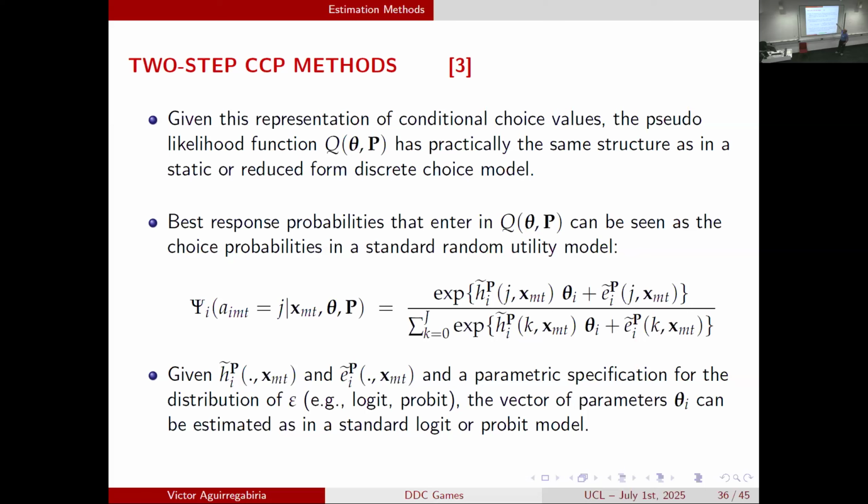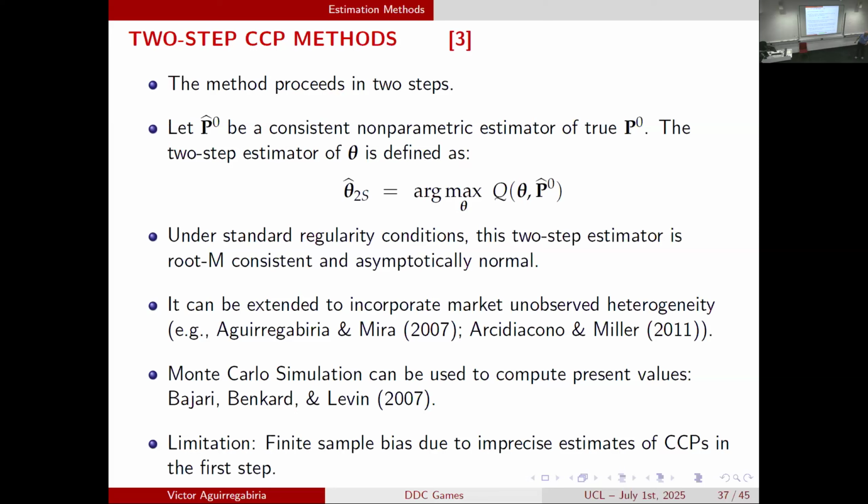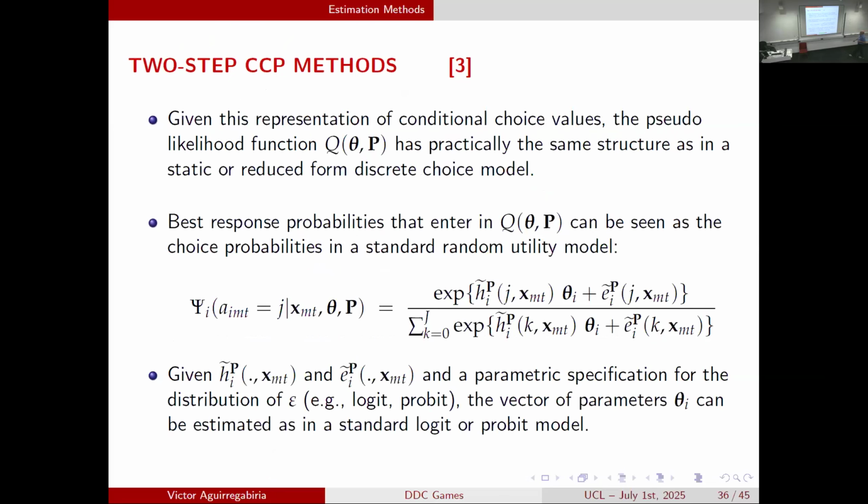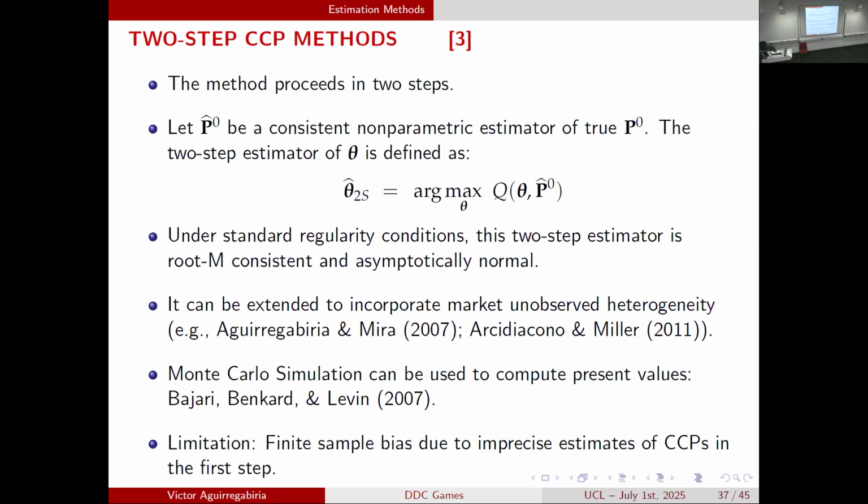That will become data. And then we have a standard multinomial logit model to estimate theta. That's what this two-stage estimation of theta means. This is what this expression means: non-parametric estimation of the choice probabilities, use these choice probabilities to compute present values, plug these present values here, and then a standard, this static kind of estimation.